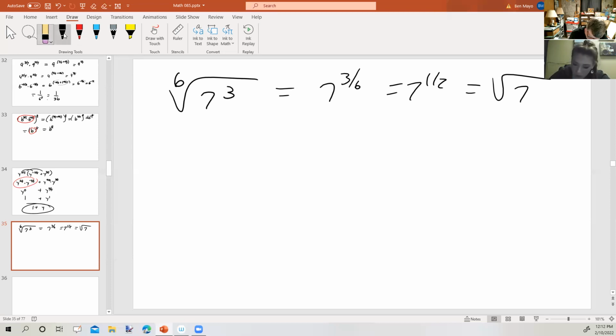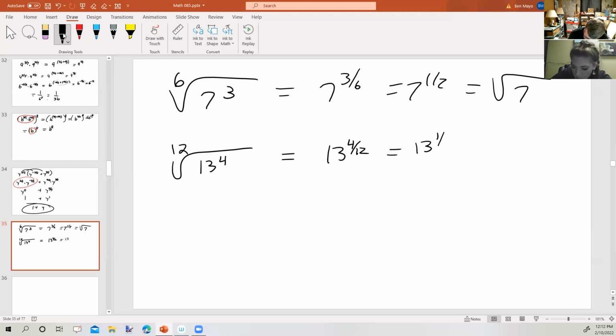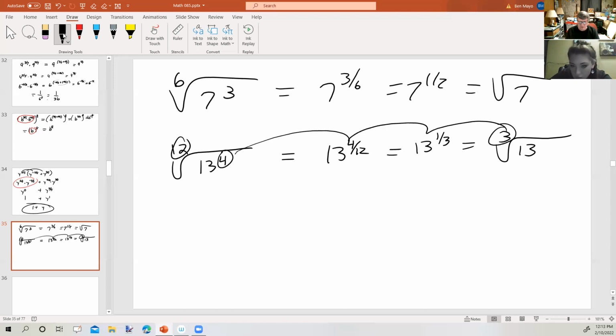All right. Let's see. The 12th root of 13 to the 4th power. So that would be 13 to the 4th power. Oh, excuse me, 4/12 power, which would be 13 to the 1/3 power, which would be the cube root of 13. So again, we're just taking 12 divided by 4 equals 3. But we're doing it this way to kind of get you used to how it works.